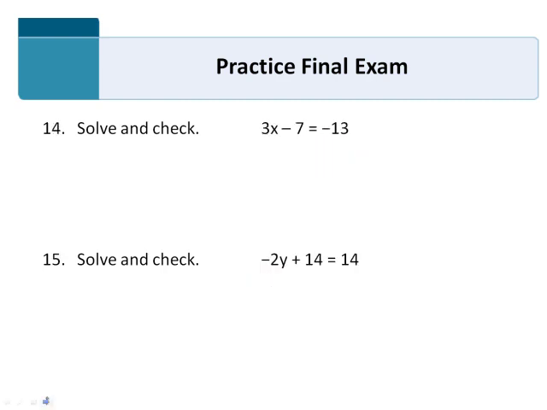Number 14 says to solve and check. So we have 3x minus 7 equals negative 13. The first step, don't mess with the 3x. We want to get rid of that constant. So I'm going to add 7 to both sides.